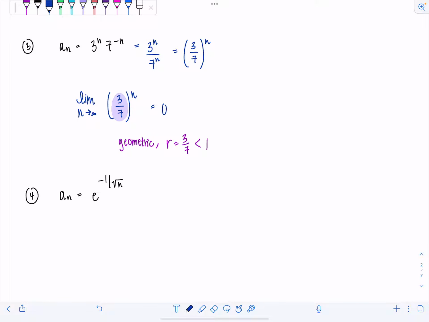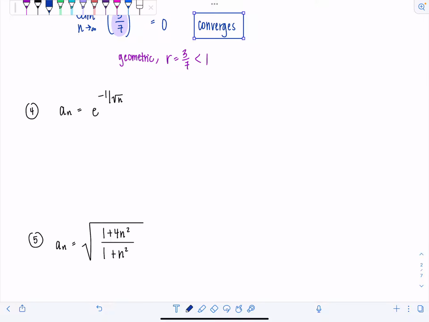Why? Let's think about it. You're taking 3/7, something smaller than 1, and you're multiplying it by itself infinitely many times. It's going to keep shrinking, shrinking, shrinking, approaching 0. And that's the case for any geometric sequence when r is less than 1. So that's our limit L, and we can say that this sequence converges. That's it.